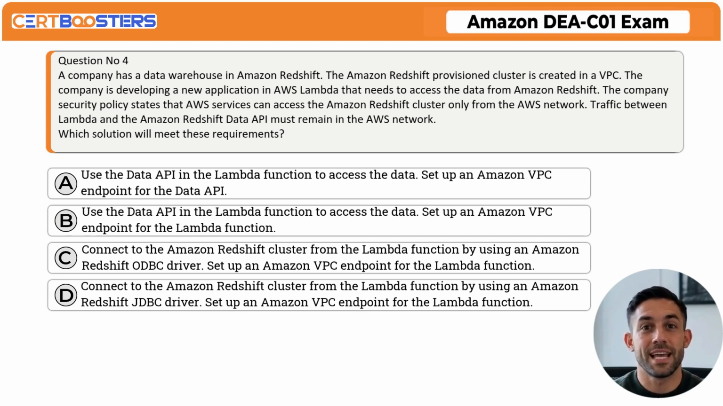A. Use the Data API in the Lambda function to access the data. Set up an Amazon VPC endpoint for the Data API. B. Use the Data API in the Lambda function to access the data. Set up an Amazon VPC endpoint for the Lambda function. C. Connect to the Amazon Redshift cluster from the Lambda function by using an Amazon Redshift ODBC driver. Set up an Amazon VPC endpoint for the Lambda function. D. Connect to the Amazon Redshift cluster from the Lambda function by using an Amazon Redshift JDBC driver. Set up an Amazon VPC endpoint for the Lambda function.